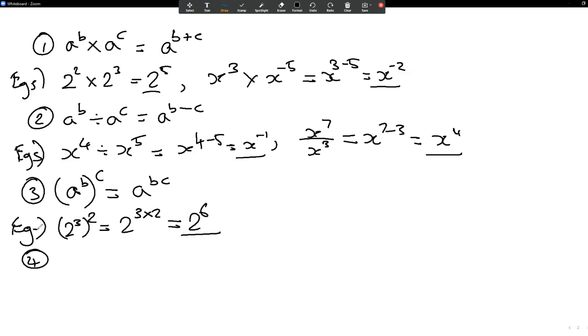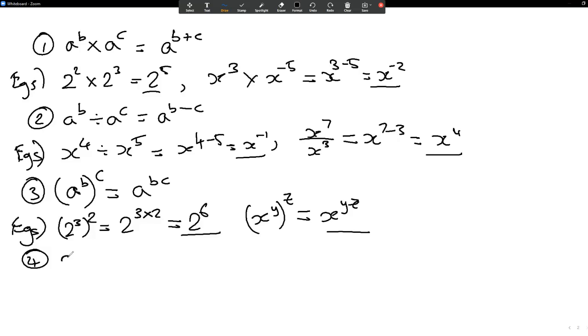Actually, let's do another one. We could have something like that, and then you just have to use the exact same rule. It doesn't matter what letters are used. That's what I'm trying to say. Right, so those are our 3 rules to begin with.